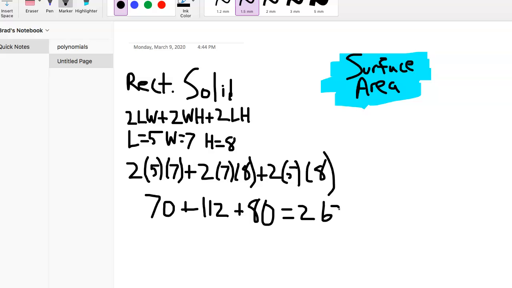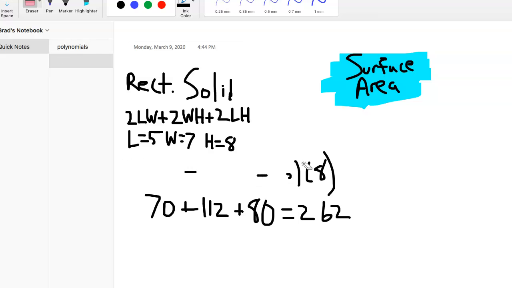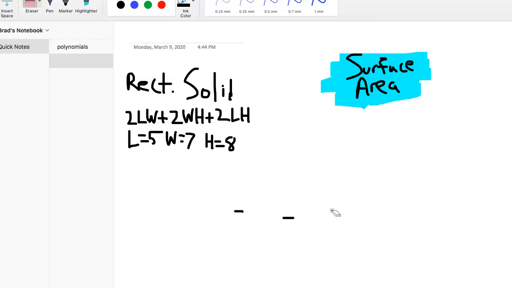Okay, so again, the big key is knowing the formula, right? And that 2 length times width plus 2 width times height plus 2 length times height. And again, that's 2 of each of those, right? And you're just combining them. And once you've done that, you got yourself a good answer, right? Then you just got to plug in some math. Okay, so let's look at another one.